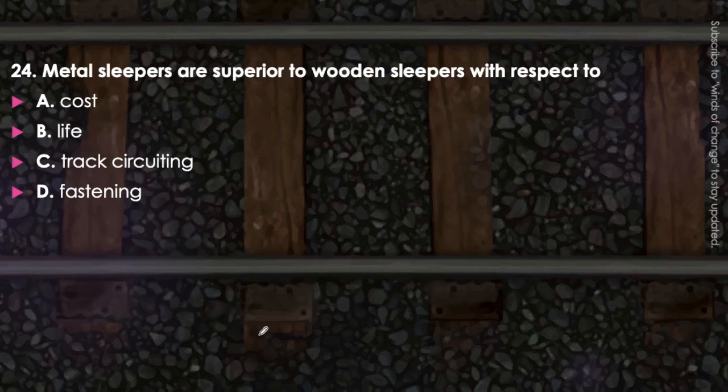Next question. Metal sleepers are superior to wooden sleepers with respect to cost, life, track circuiting or fastening. We are talking about the superiority of metal sleepers with respect to wooden sleepers. So in terms of cost, metal sleepers are costly, so these are not superior. Lifespan will be superior. Obviously metal sleepers can sustain more life than wooden sleepers because wooden sleepers are susceptible to attack of termites, white ants or other organisms of that type. In case of track circuiting, wooden sleepers are preferred rather than metal sleepers because wood is a non-conductor of electricity.